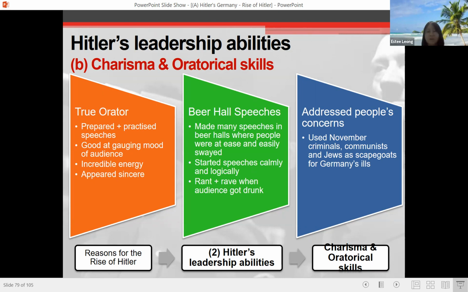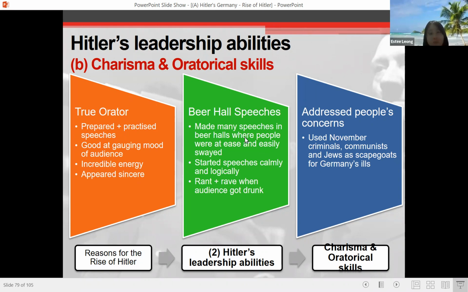He starts to really name communist scapegoats for Germany's ills. Okay, so the November Criminals. If you don't remember who these people are, the November Criminals refer to Germany's ministers, those in charge of the Weimar Republic who signed the Treaty of Versailles in November 1919. They are seen as November Criminals because they were seen to have betrayed the German people and the German army as well. All right, I'm going to move on to the next source now.